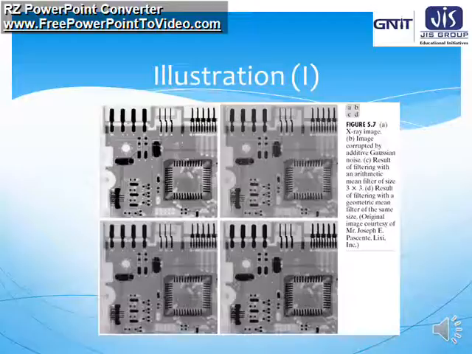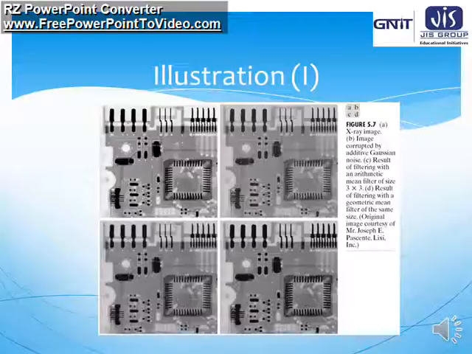Now some illustrations are also given here. We have to see all the images very carefully, and from there understand what is the input image and what is the output image. Here the first one is the X-ray of a circuit board, and the second image is the image corrupted by additive Gaussian noise. The third image is the result of filtering with an arithmetic mean filter with a mask size of 3x3, and the fourth image is the result of filtering with a geometric mean filter of the same size, that means 3x3.